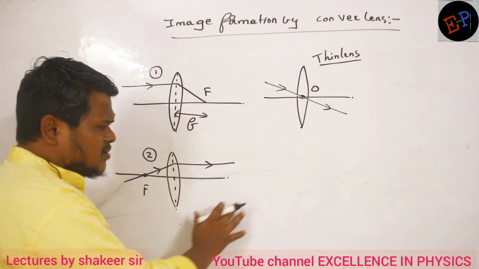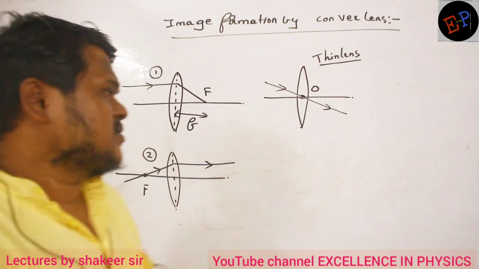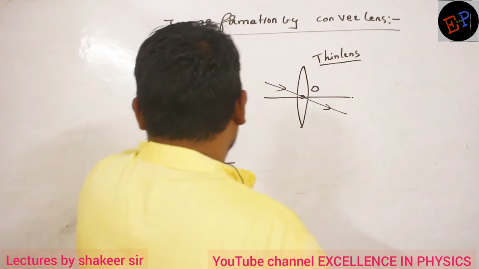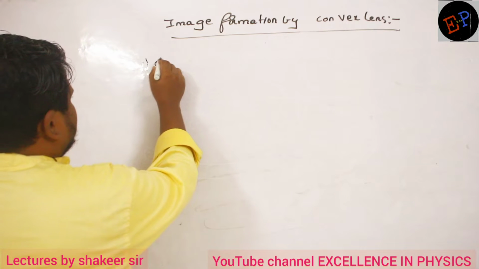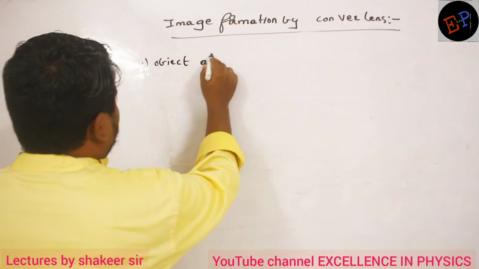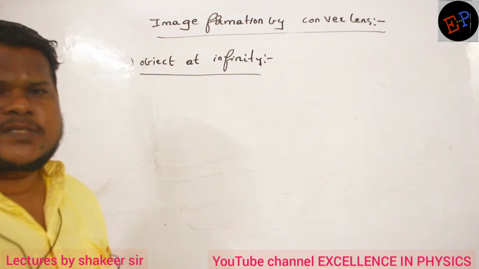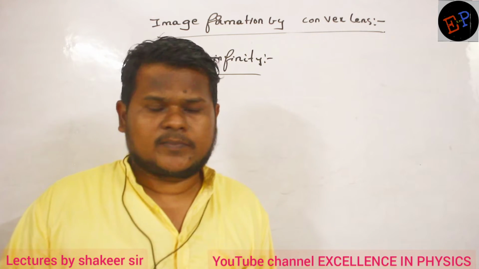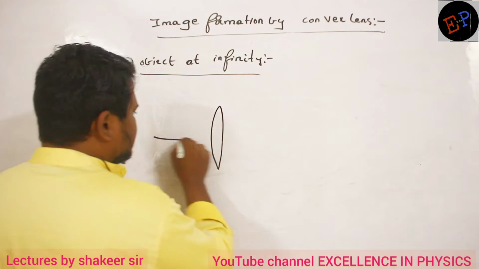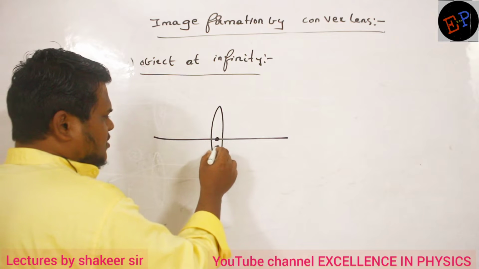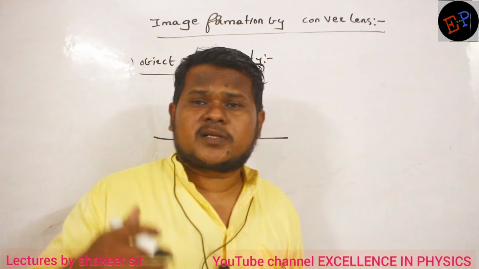So, by using these shortcut rays, now we are going to construct the image formation with the help of convex lenses. Let us see the first condition. Which is the first condition which I can take? The first condition is the object at infinity. Consider this is a convex lens, this is the principal axis, and this is the optical center. The first condition we are taking is that the object is present at infinity.